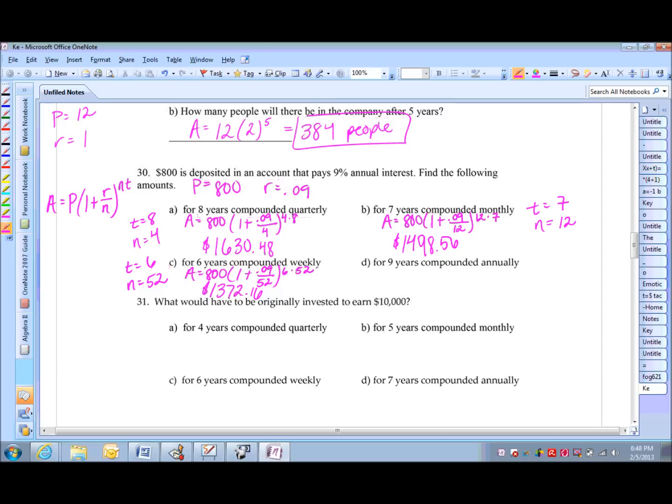In part D, it's asking how much is going to be in the account after 9 years compounded annually. So our T value is 9, and if it's compounded annually, that means it gets compounded once a year. So A equals 800 times 1 plus 0.09 over 1, raised to 9 times 1. And after entering that into your calculator, you end up getting $1,737.51.